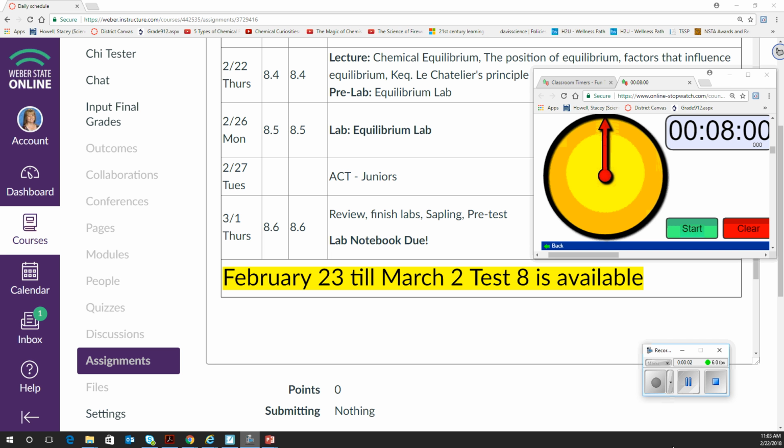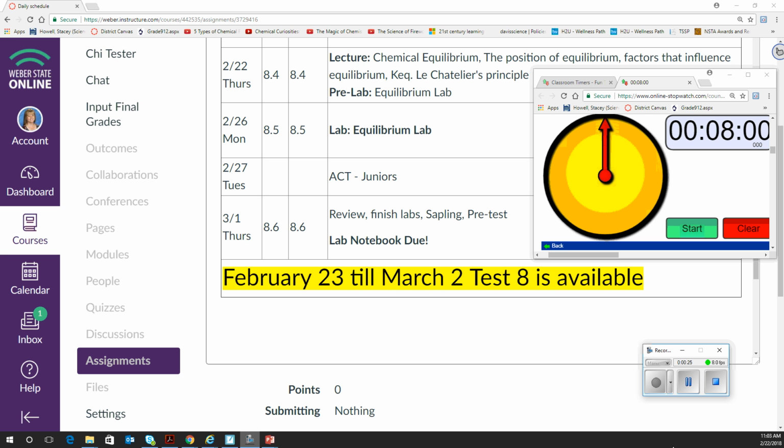So let's talk about what we're going to talk about and go through what's going on. Today is Thursday. We're going to be talking about chemical equilibrium, position of equilibrium, factors that influence equilibrium, K, Q, and Le Chatelier's principle. We're going to get the pre-lab. You should have picked it up as you came in.